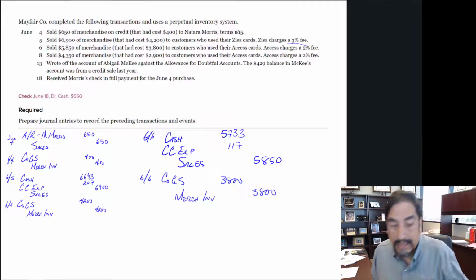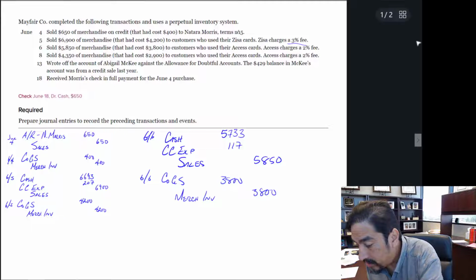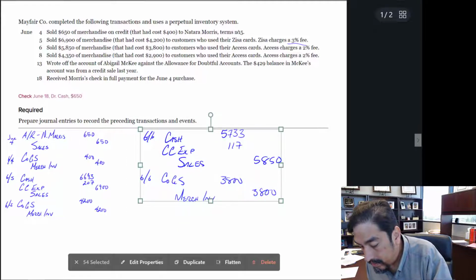Okay, 6.6. I'm going to make this small too and tuck it over there on the side. There we go.